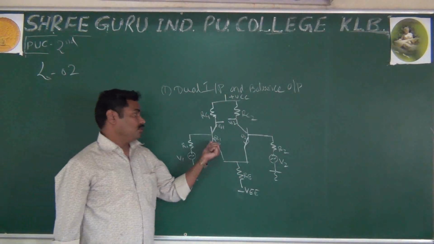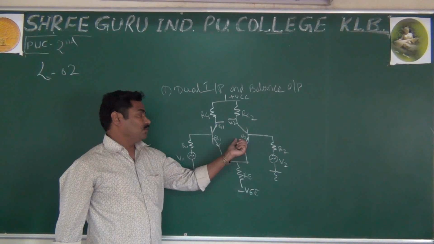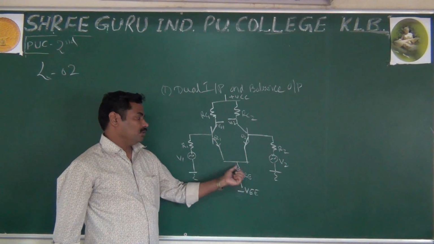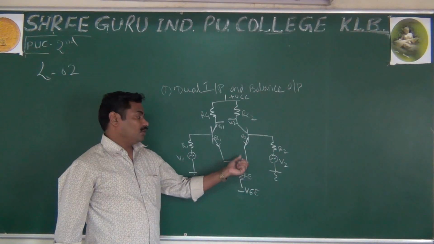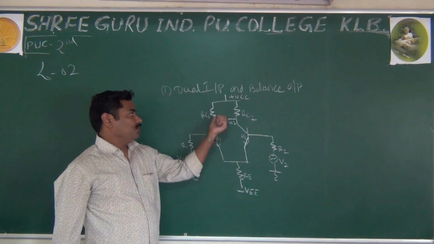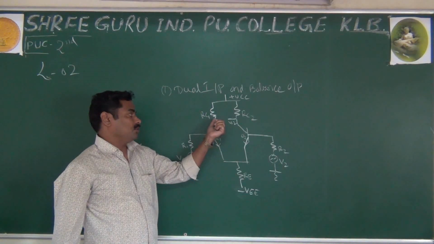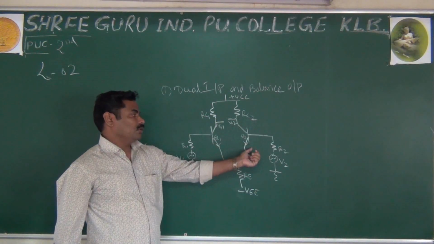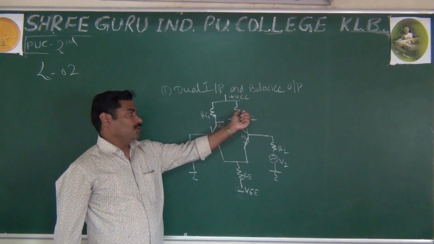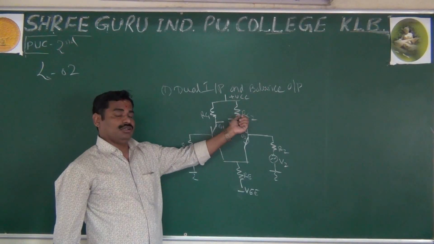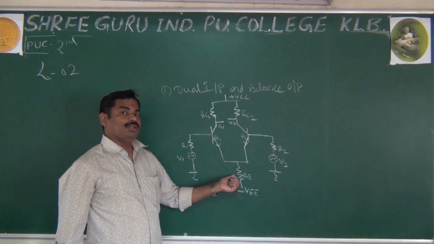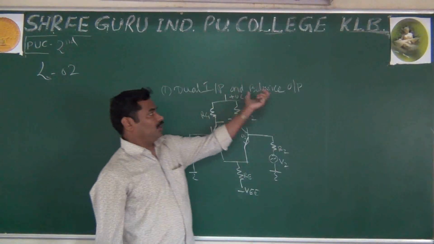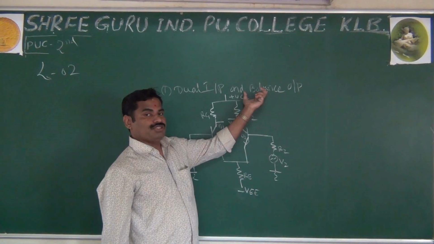As I said, you are using two transistors of the same type, and both the emitters are joined together and connected to a common resistor RE. To measure the output across Q1 you use RC1, and across Q2 you use RC2. RC1 and RC2 are the collector resistances, and RE is the emitter resistance. This is in brief your dual input and balanced output differential amplifier.